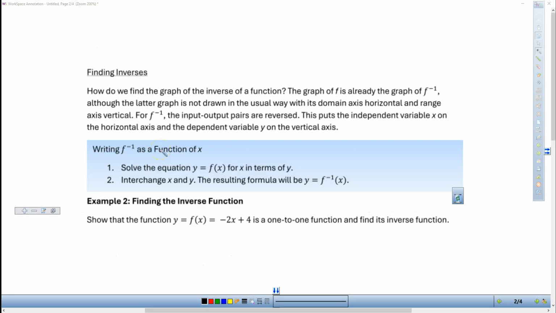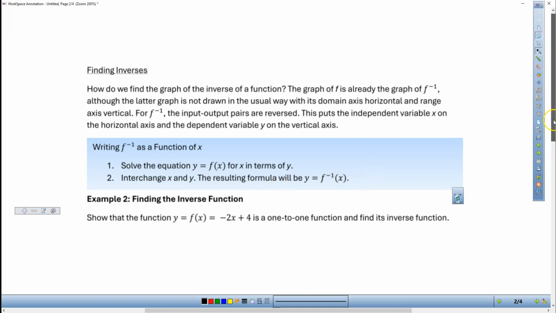So when we talk about finding inverses, it's okay to know that property, but how do we actually find, for example, the graph of the inverse function? Well, the graph of our function f is already the graph of our inverse function, although the latter graph is not necessarily drawn the same way, with the domain on the horizontal axis and the range on the vertical. So for our inverse function, we flip those input and output pairs. And if we want to write that as a function, we solve the equation y equals f of x for x in terms of y, and then we interchange x and y and get the resulting formula y equals f inverse of x.